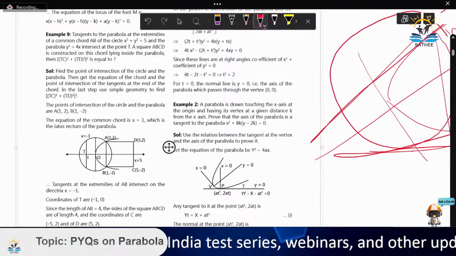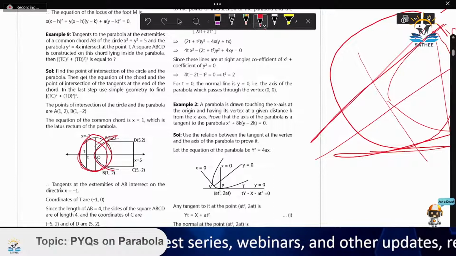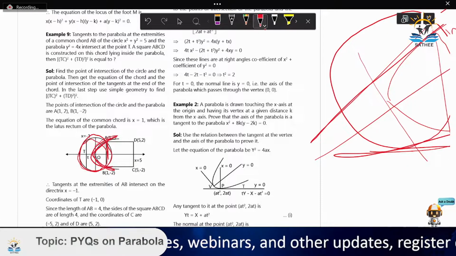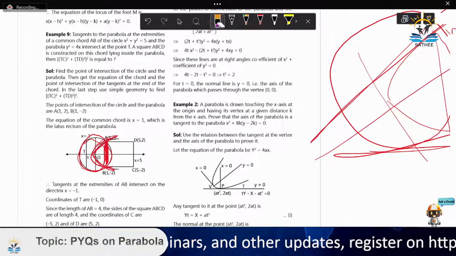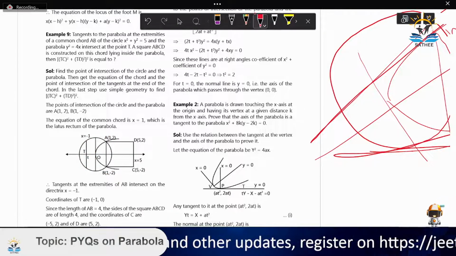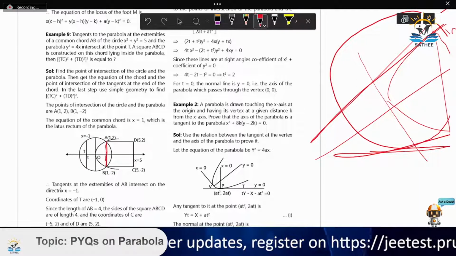We have a circle. This is a circle, right? And this is a parabola. So we have a common chord of both of these, and this is our common chord. So I'll erase this red part so you understand. This is the common chord, right? This is the common chord AB.